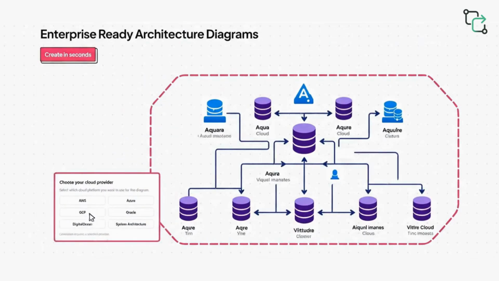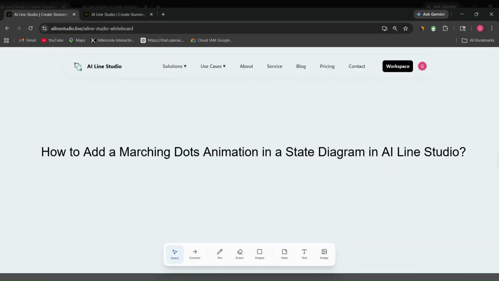Clear, structured, production ready. Hello everyone, welcome to AI Line Studio tutorial 132, and today's topic is how to add a marching dots animation in a state diagram in AI Line Studio.